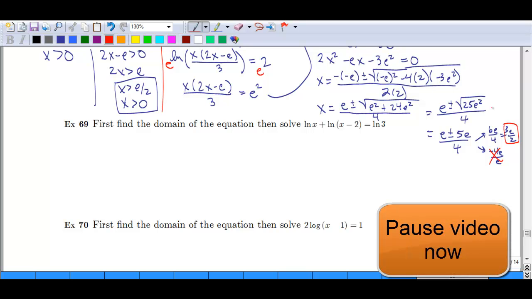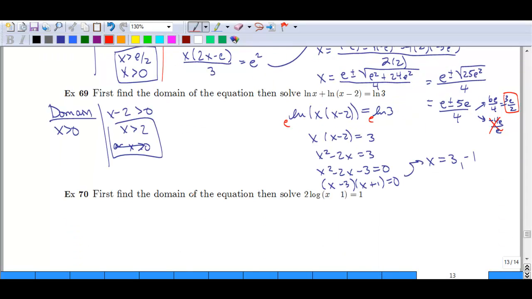Now I want you to pause the video here and try the next example. So for this next example, you should have found that your domain was x is greater than 2, because x is greater than 0 is encompassed in that. Grouping the terms on the left side with the laws of logarithms, you should have ended up with the natural log of x times the quantity x minus 2, and getting rid of those natural logs by using e, we end up with this nice quadratic equation.